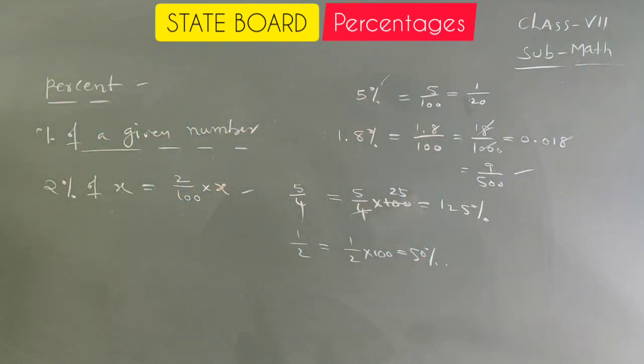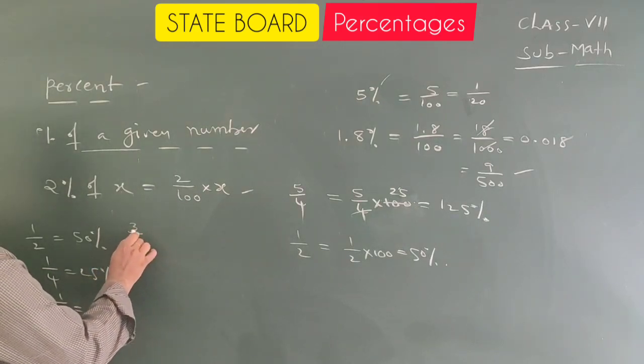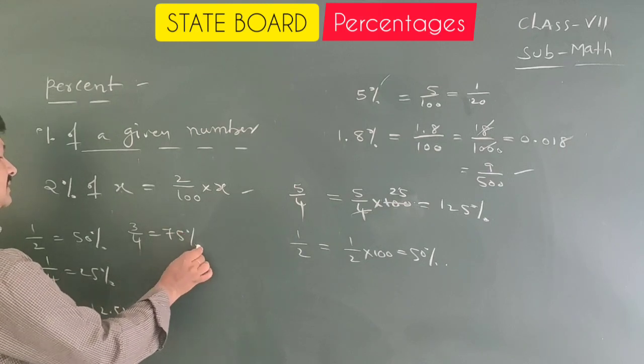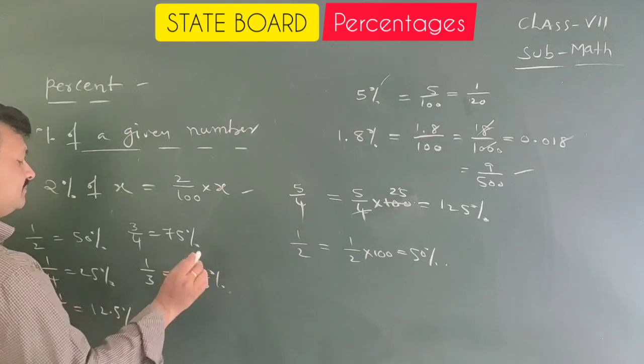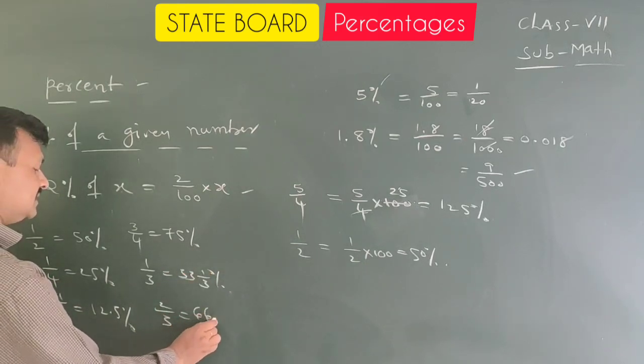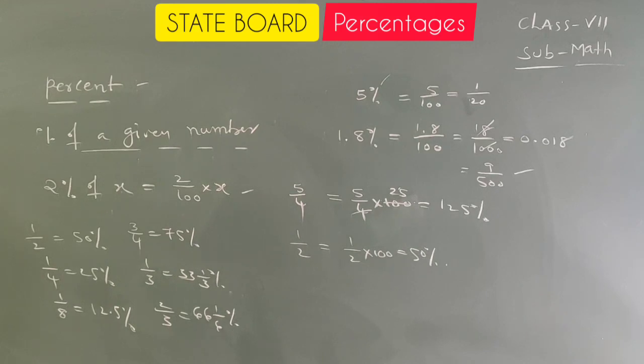Here we have some standard values. What are the standard ones? 1 by 2 equals 50%. 1 by 4 equals 25%. 1 by 8 equals 12.5%. Next, 3 by 4 equals 75%. 1 by 3 equals 33 1 by 3%. 2 by 3 equals 66 1 by 6%. These are the reliable standard percentages.